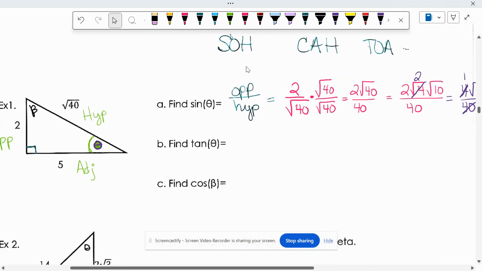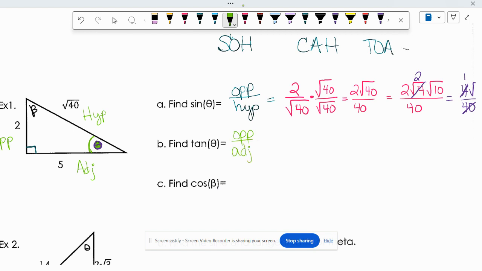Let's do the tangent of theta. That's TOA. So the tangent is the opposite over the adjacent. What is the measure of the opposite side? 2, and the adjacent is 5. Can you simplify that, or is that good? That's good. You don't have to do anything to that. There's no radical in the denominator. That's perfect. Leave it alone.